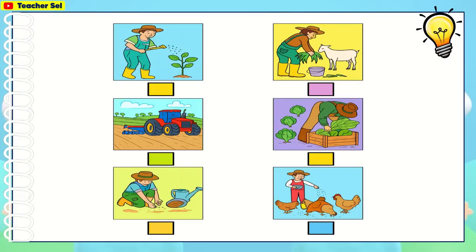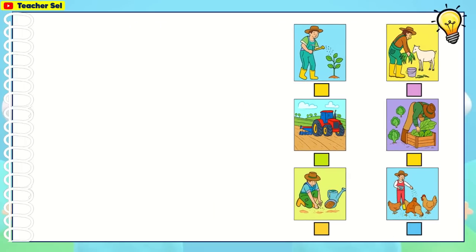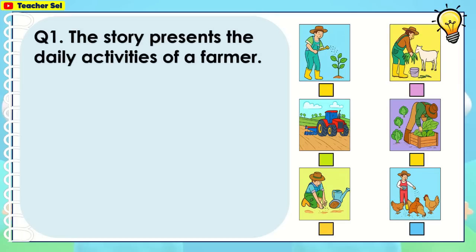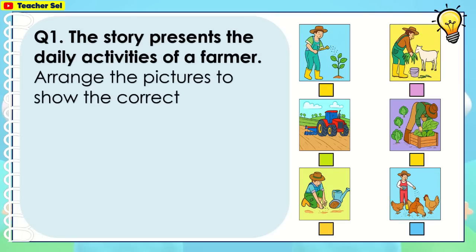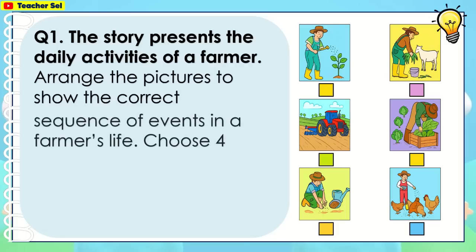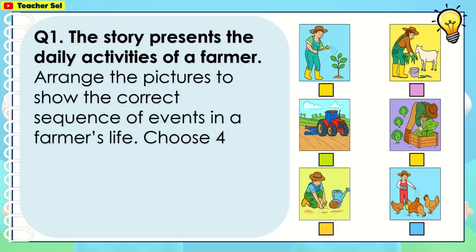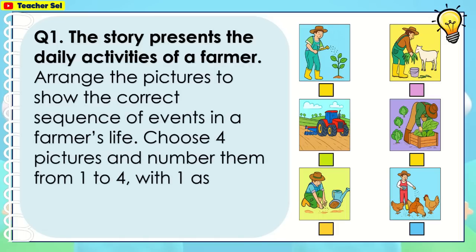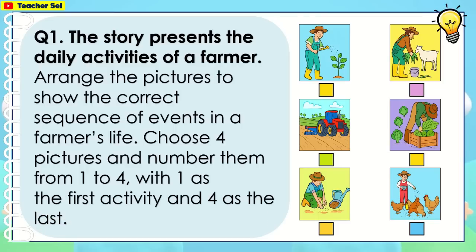Take a look at this illustration. The story presents the daily activities of a farmer. Arrange the pictures to show the correct sequence of events in a farmer's life. Choose 4 pictures and number them from 1 to 4, with 1 as the first activity and 4 as the last.